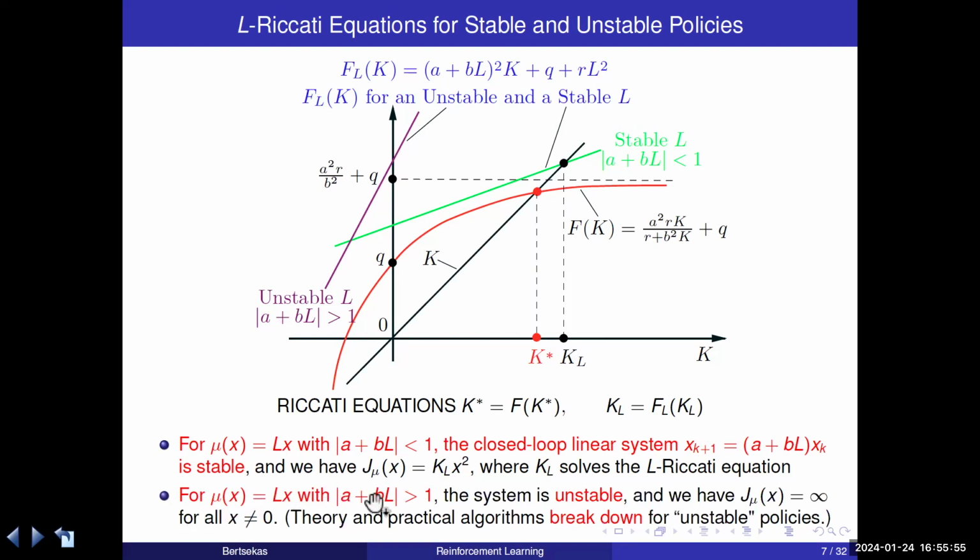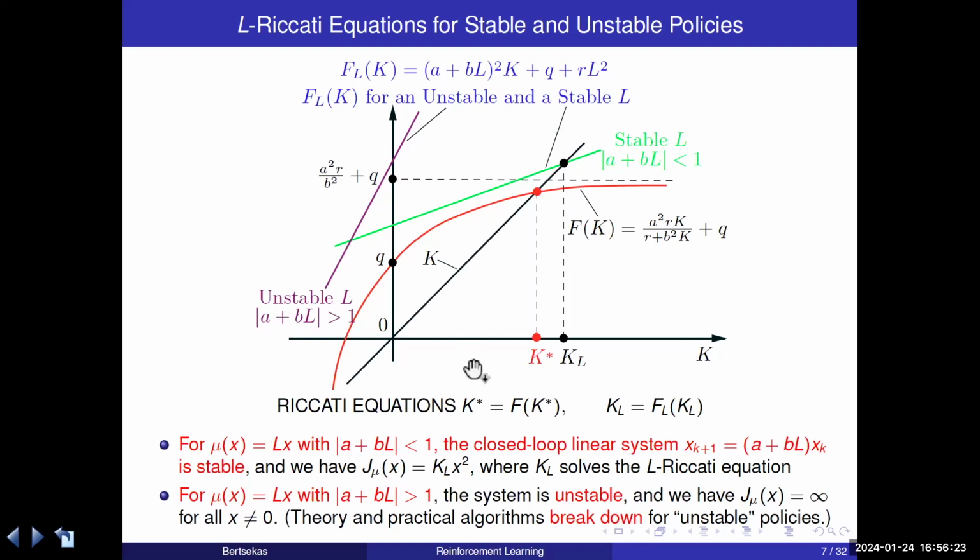On the other hand, if A plus BL is greater than 1, then the system is unstable, and the trajectories of this system grow to infinity, either this way or that way. And then the cost of the policy is infinity, right? Because we penalize the square of the state. So if the state goes to infinity, then the cost goes to infinity as well.